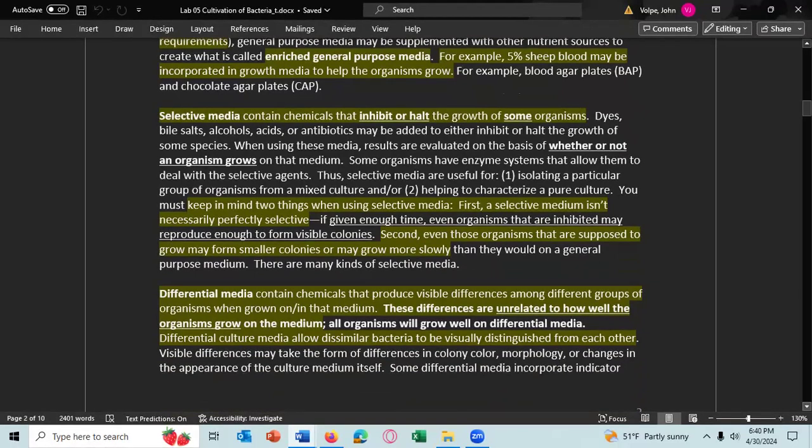An example of a selective media is 7% sodium chloride. It has 7% sodium chloride in it. Most organisms will not grow above 2% sodium chloride. So it'll be selective for salt tolerating organisms. Any question about any of that?